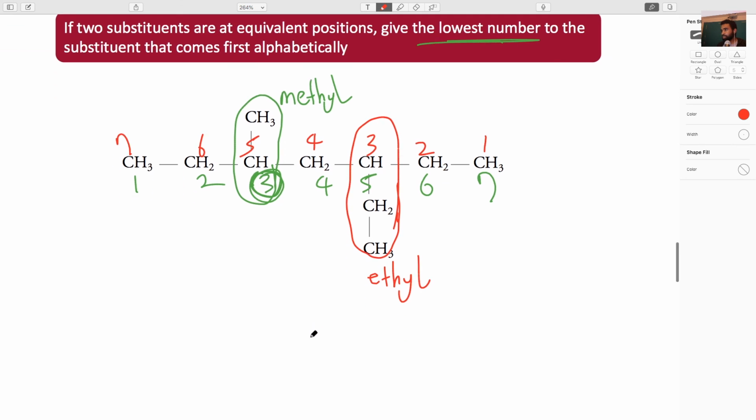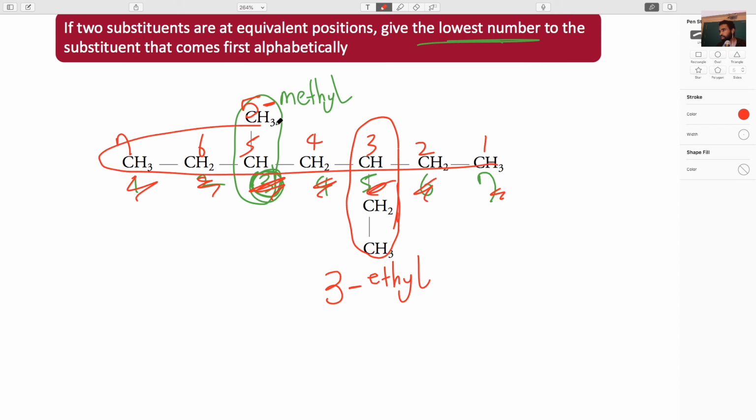So if we pick the red over the green, then this guy is going to be what? 3-ethyl. You can forget about these greens. And that guy would, of course, be 5-methyl. Could put 5 there. And what is the whole chain? The whole chain has 7 carbons. That will make it a heptane. Put a heptane there. And so we put it all together.